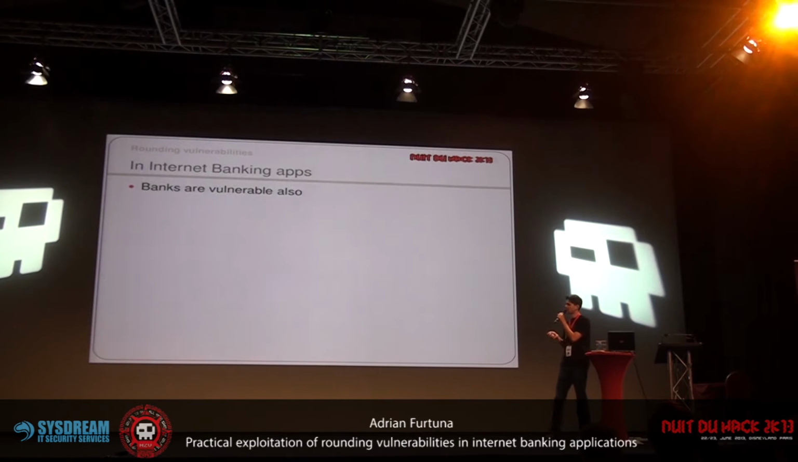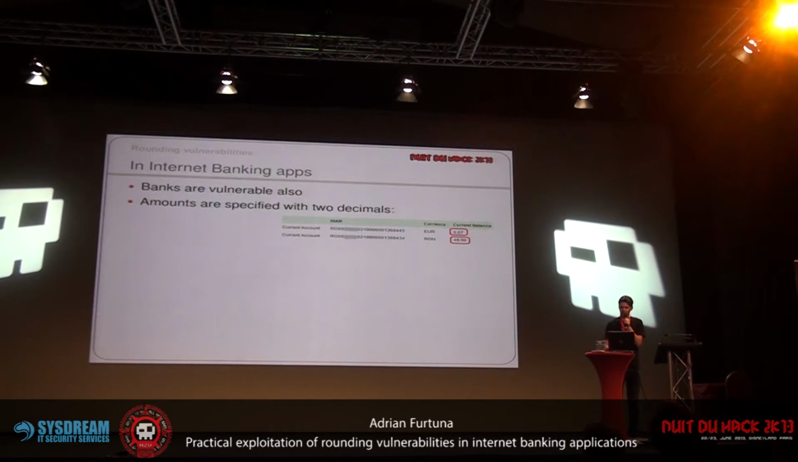This problem comes from several penetration tests that I did in multiple internet banking applications, and I found this problem multiple times. Usually, an internet banking application specifies the amount that you have in your account with 2 decimals. You see here, in this test application, I had 2 accounts, one euro account and a RON account. RON is the Romanian currency, and the balance is shown with 2 decimals. Okay?